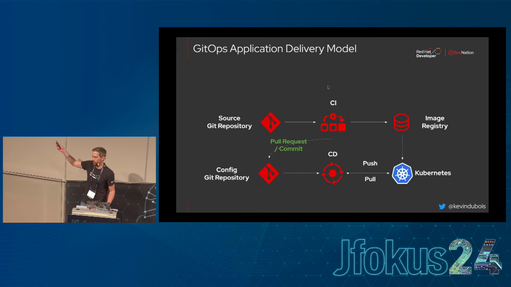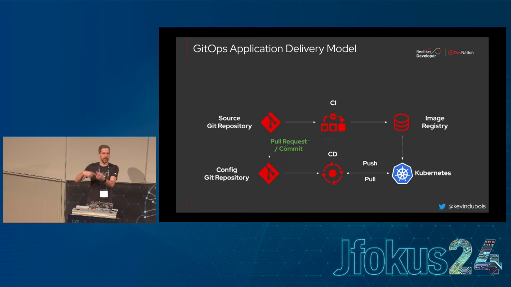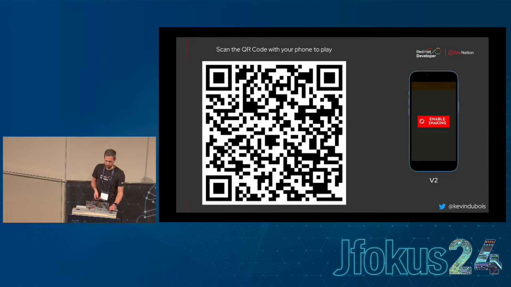Just to recap: we committed our code, we went through this CI/CD pipeline, pushed our container image, and then it could be a pull request or a commit to update the configuration of our desired state with our new desired state, which is a new container image. Then the GitOps engine notices that there's a change in our desired state, so it's going to roll out our application automatically to Kubernetes. So let's see if it worked.